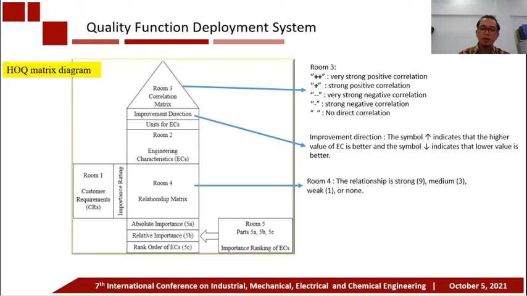For the relationship, we give the symbol 9 for strong, 3 for medium, 1 for weak, or none is no relationship. In room 5, the engineering characteristics with the highest rating are given special consideration because they have the greatest influence on customer satisfaction.